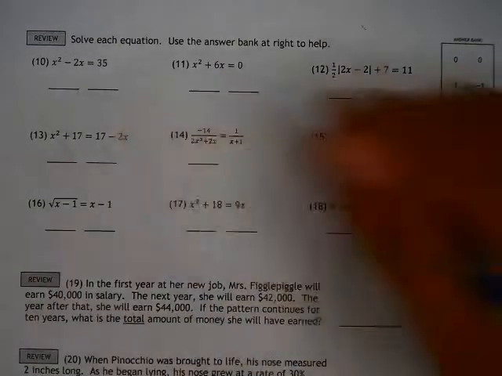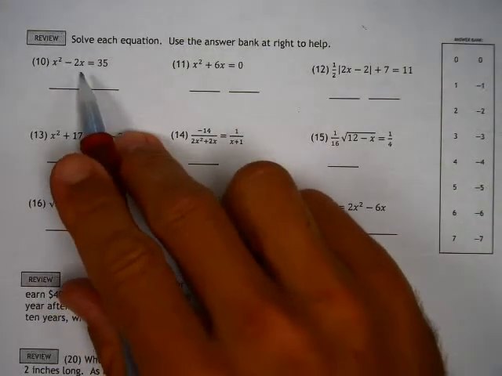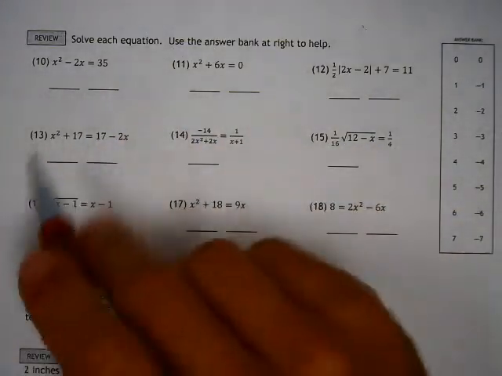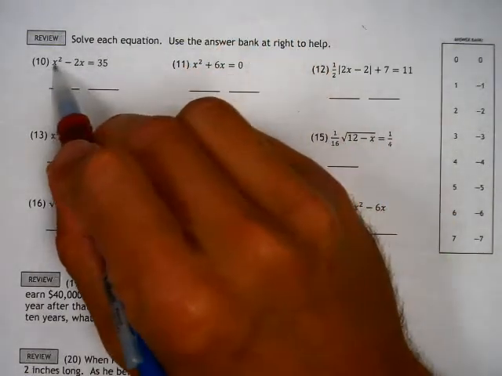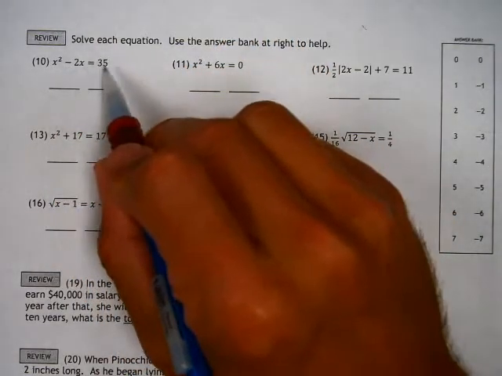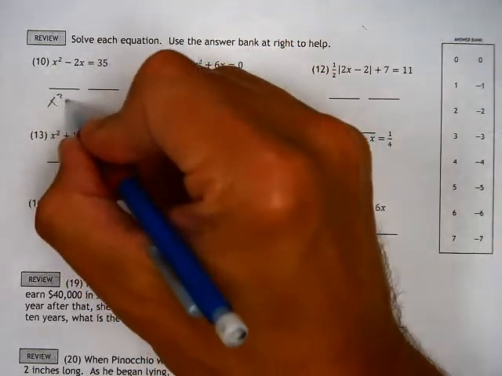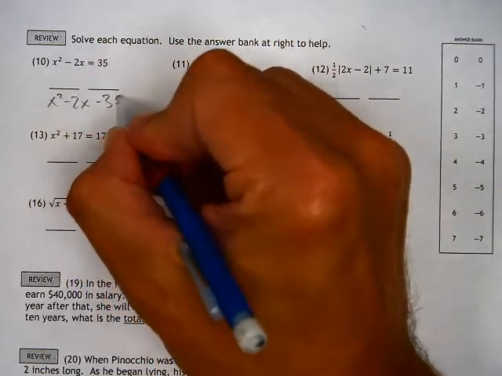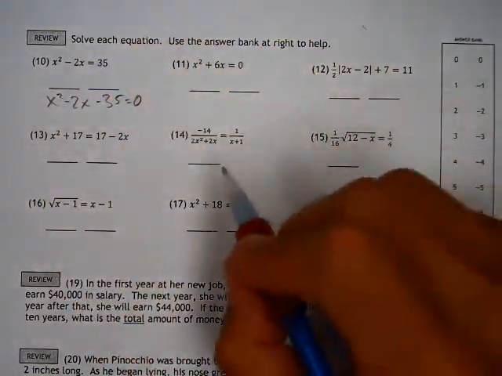So there's kind of an assortment of things on the back here. I'll get you started on a couple of them and then just make sure that you have at least a direction to go. Whenever you're given an x squared and an x equals 35, I would move the 35 to the other side. Factor x squared minus 2x minus 35 equals 0. You should be able to go from there.